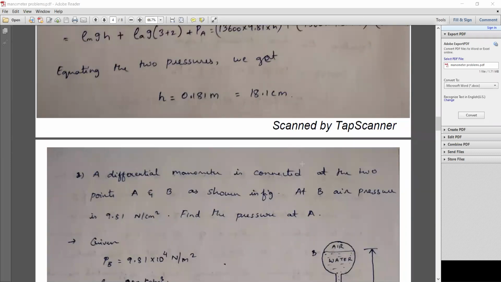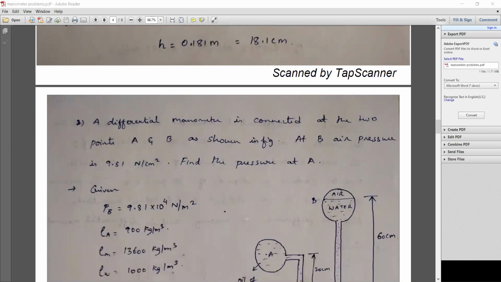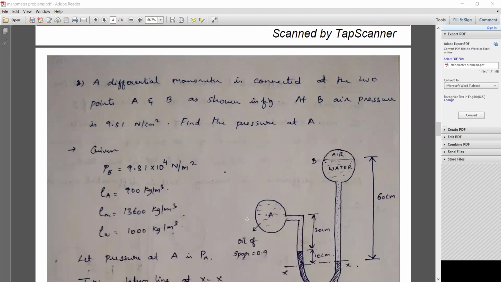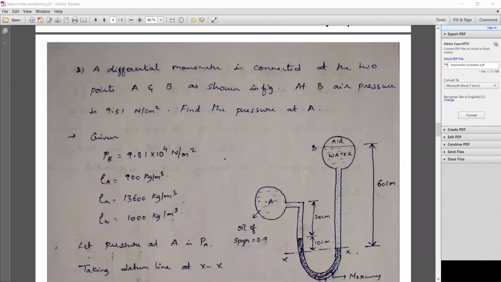A differential manometer is connected at 2 points A and B as shown in the figure. At B, air pressure is 9.81 Newton per centimeter square. Find the pressure at A. Okay, please copy the question here. The diagram also you can copy because he gave the diagram in the figure.